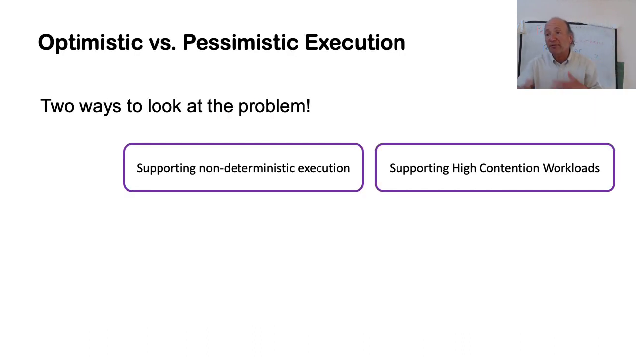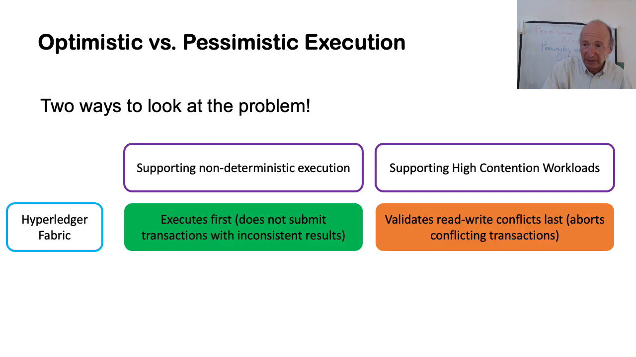So in general, we have a pessimistic and an optimistic approach. You either order first and then execute, or execute first and then order and then validate that the execution was done in the right way. Hyperledger Fabric supports non-deterministic executions. It executes first, and it does not submit transactions with inconsistent results. If you have different results, the endorser policies are going to result in excluding those. On the other hand, if we have high contention workloads, an optimistic approach suffers from that.